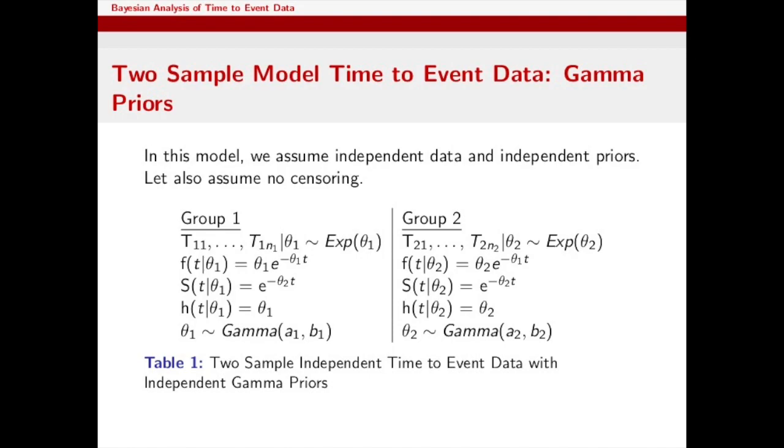Alright, first a little theory. Consider two independent samples with data that follow an exponential distribution and priors that follow a gamma distribution. See, I told you that we would need that information later on.